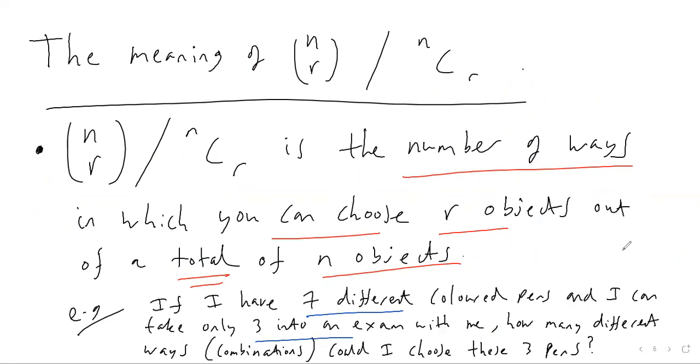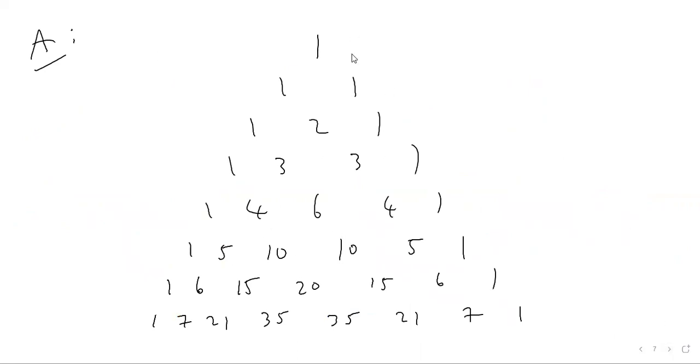I could choose a red, yellow, brown, I could choose red, yellow, blue, or green, orange, yellow. There are different combinations of pens we could choose, but how many different combinations are there? So we can actually use Pascal's triangle to tell us.